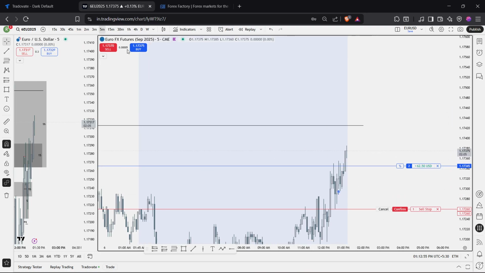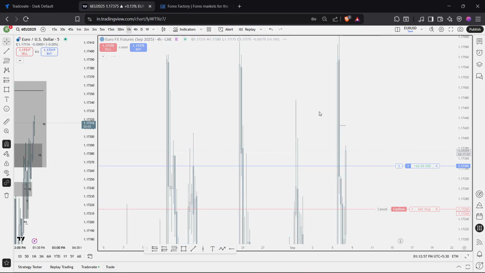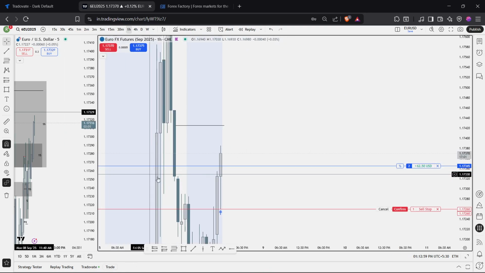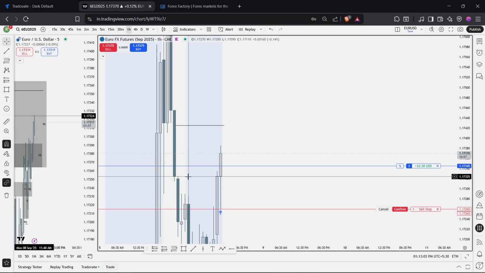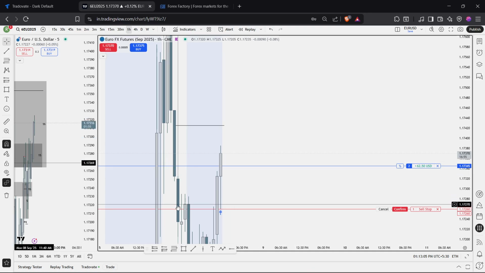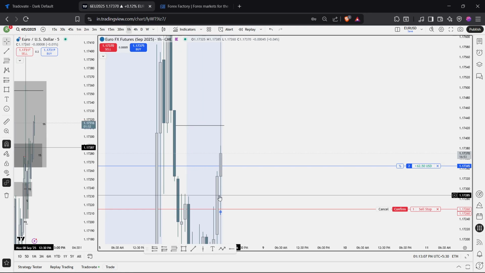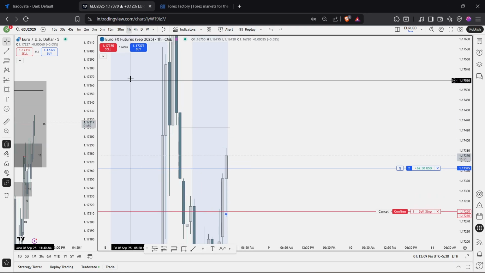Let's see what happens. 1 hour is looking kind of bullish. You can see it has closed above the 1 hour FVG, which is present here. Sorry, not 1 hour. The 1 hour present is this. It had rejected that completely. So yeah, let's see what happens.